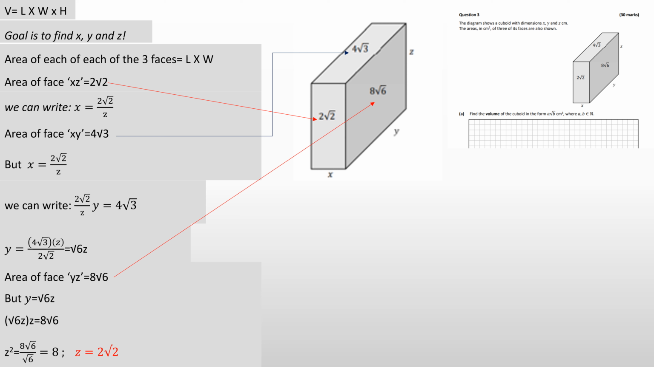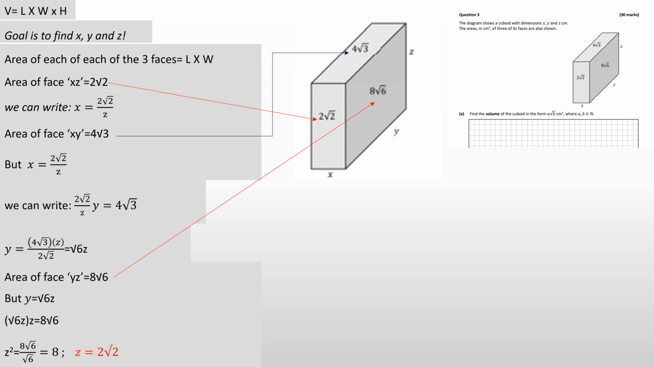If you multiply that out, you end up with z squared root 6 equals 8 root 6. And then you divide both sides by root 6, you end up with 8 root 6 over root 6 on the bottom there, which is equal to 8. But we don't want the z squared, we want z. So you get the square root of both sides to get rid of the squared on z. So you end up with z equals 2 root 2.